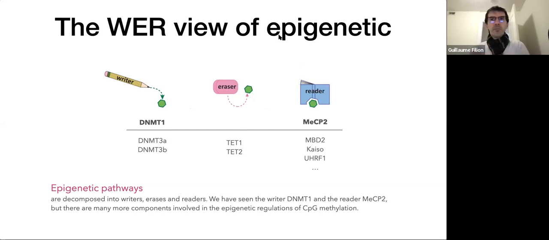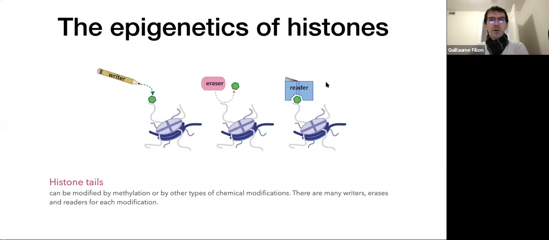But CpG methylation is not the only thing that's considered epigenetic, and definitely not the only part of the epigenome. Another part that you probably have heard about, because it's already quite famous, is the epigenetic modification of histones. Histone tails can be modified by methylation or by other types of chemical modifications. They can be acetylated, phosphorylated, sumoylated, you name it. There are really a lot of potential modifications. There are many writers, erasers, and readers for each modification.